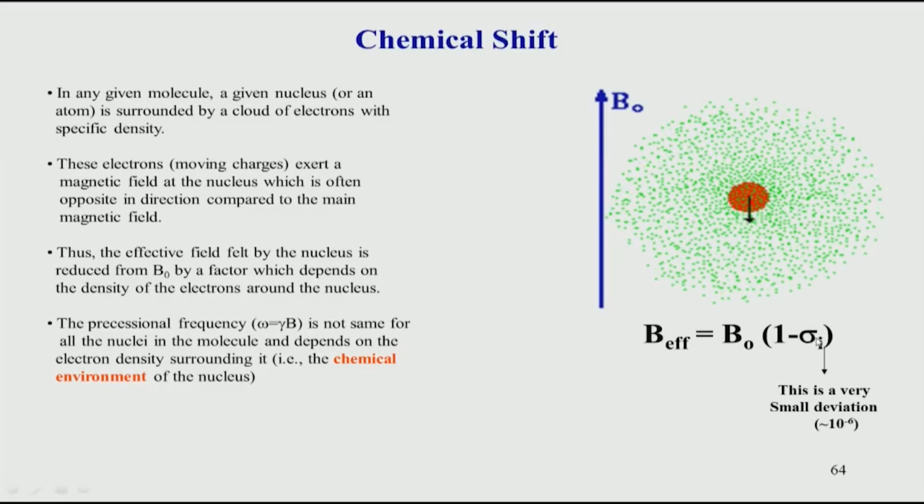So, therefore, the shielding is trying to reduce the effect of the main magnetic field at the nucleus side, and this shielding is a very small number, a very small deviation, on the order of 10 to the power minus 6. If you now see the connection, the ppm typically comes from there because it is a very small deviation from the main magnetic field. So, let us see how this chemical shift varies for different atoms.